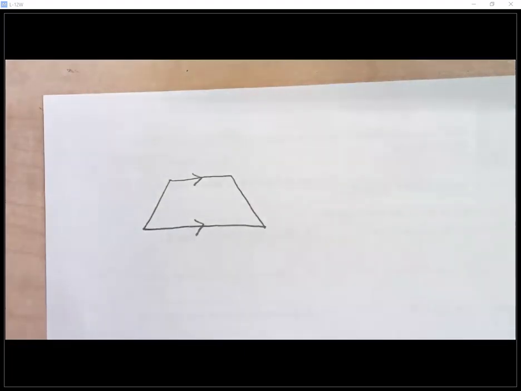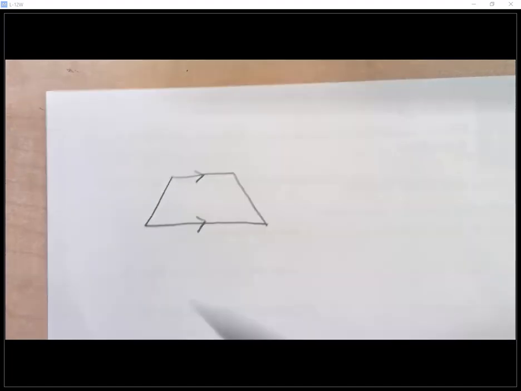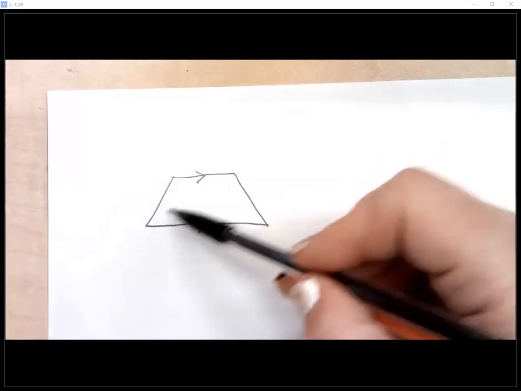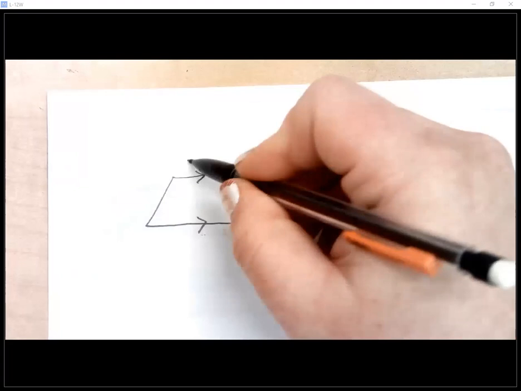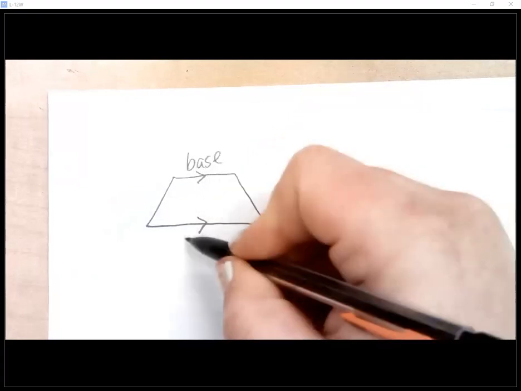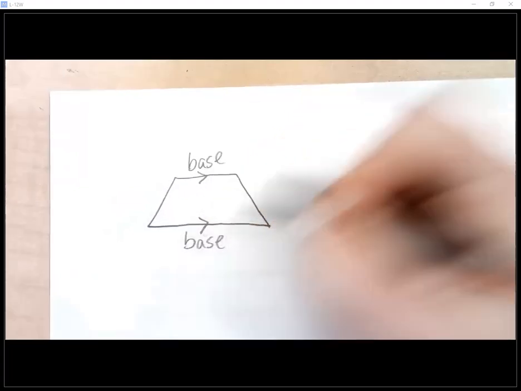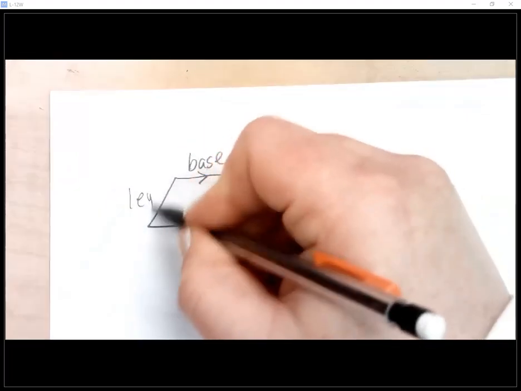What's cool about trapezoids is that, first of all, the two sides that are parallel, we call them bases. So that's a base, and so is this. And then the ones that are not parallel, they're called legs. Leg and leg.